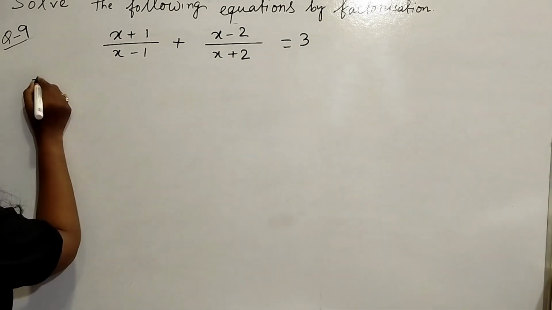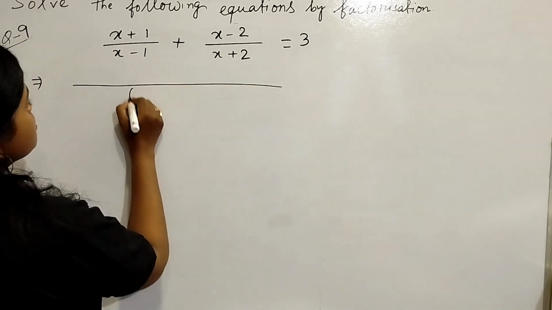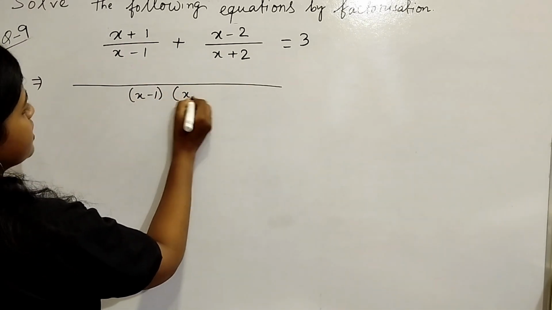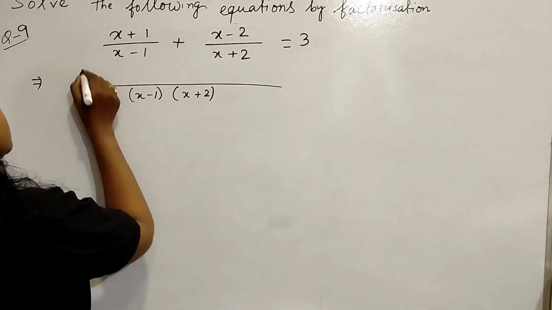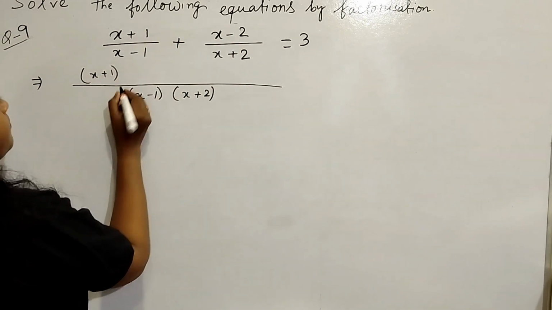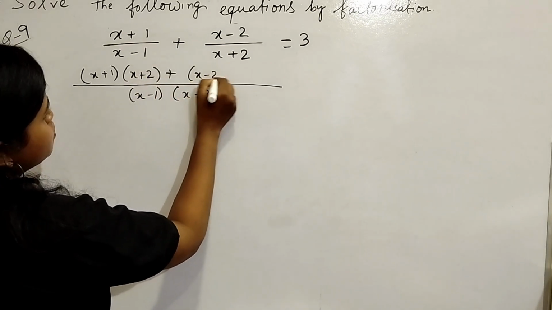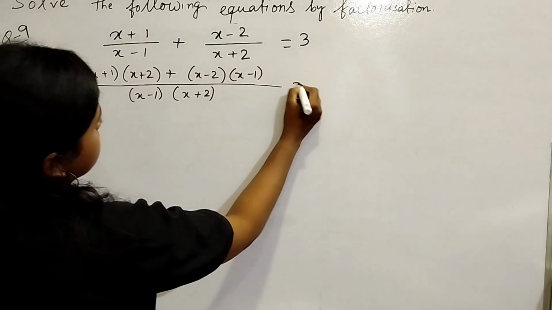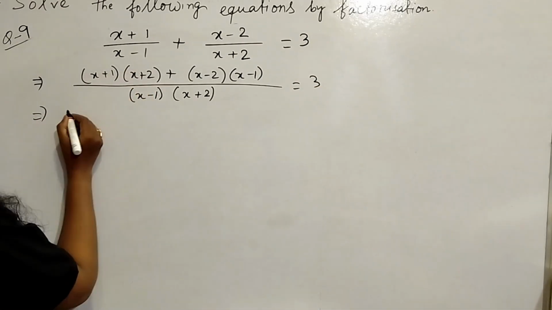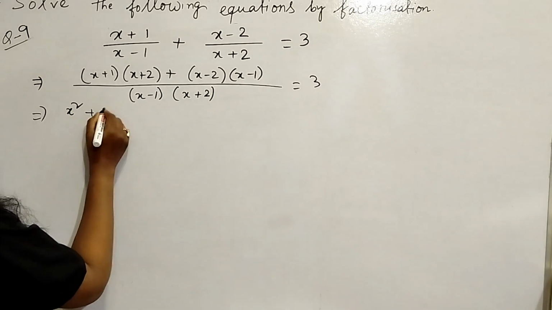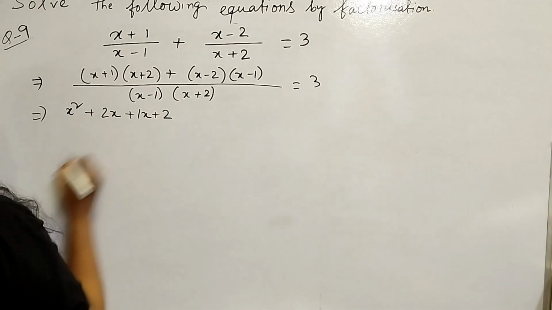So first take the LCM of these two denominators. x minus 1 into x plus 2 is the LCM, and multiply this into this and this into this. So we write down x plus 1 into x plus 2 plus x minus 2 into x minus 1 equals 3. So next, the product of this one: x into x is x square, x into 2 is 2x, 1 into x is plus 1x, and 1 into 2 becomes plus 2.